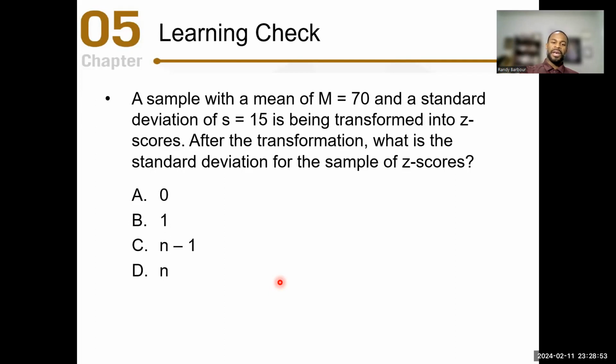A sample with a mean of 70 and a standard deviation of 15 is being transformed into z-scores. After the transformation, what is the standard deviation for the sample of z-scores? Again, every z-score distribution has a mean of 0 and a standard deviation of 1. Always, always, always. These are trick questions. This will always be the case, so put that in your notes for safekeeping.